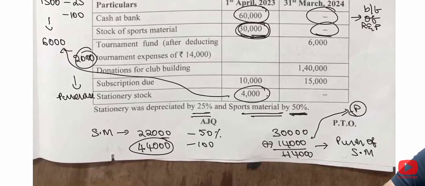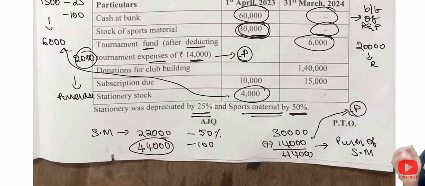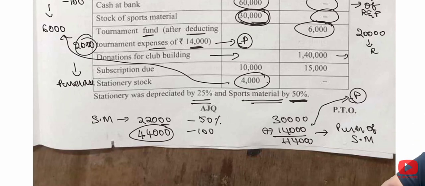Now, can you see over here? Tournament fund. After deducting tournament expenses, 14,000. Tournament fund has become 6,000 after deducting. So in the receipt and payment account, what you're doing? Tournament expense you're going to take as payment, and tournament fund is 6,000 after deducting. So 20,000 is taken as receipt. 20,000 receipt, 14,000 payment in your receipt and payment account. Donation for club building is going to be taken as receipt.